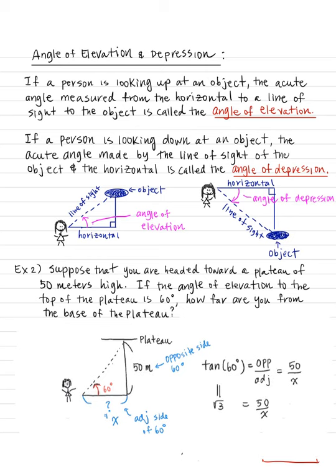Now to solve for x, multiply both sides by x. Here what we're going to get is square root of 3 times x equals 50. So our x is 50 over square root of 3. Now let's approximate this using our calculator. I get x is approximately 28.87, and I'm going to attach the unit, meters.